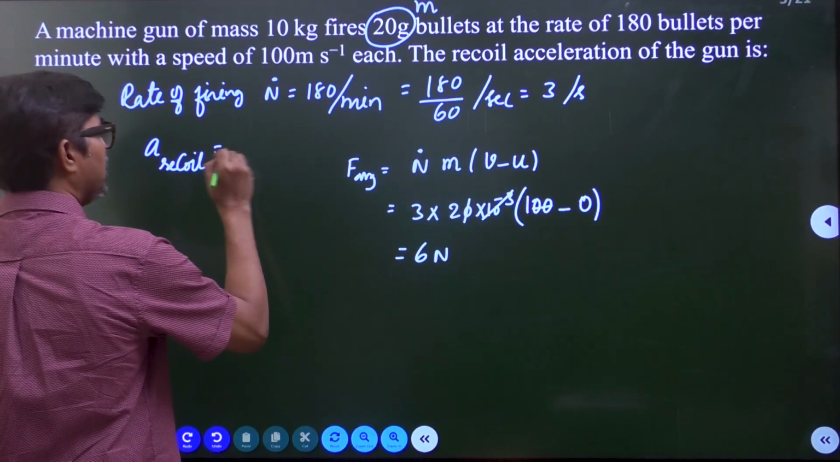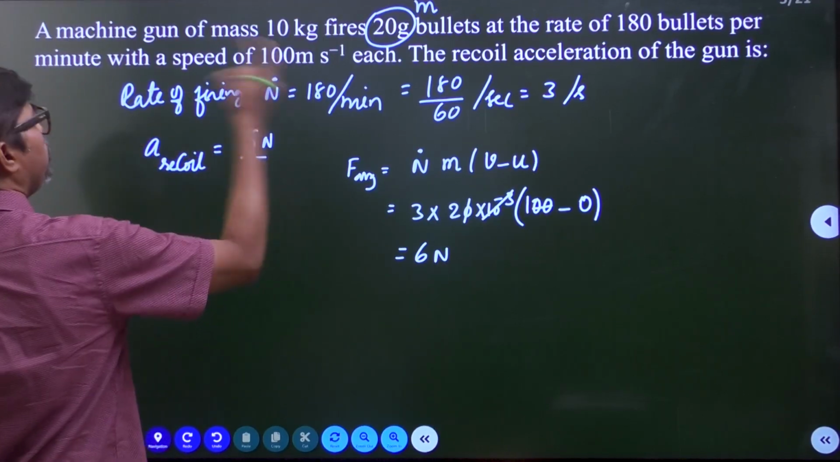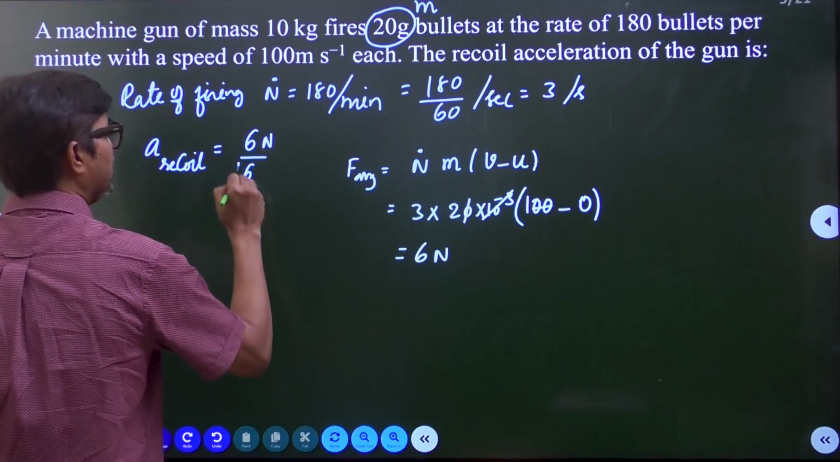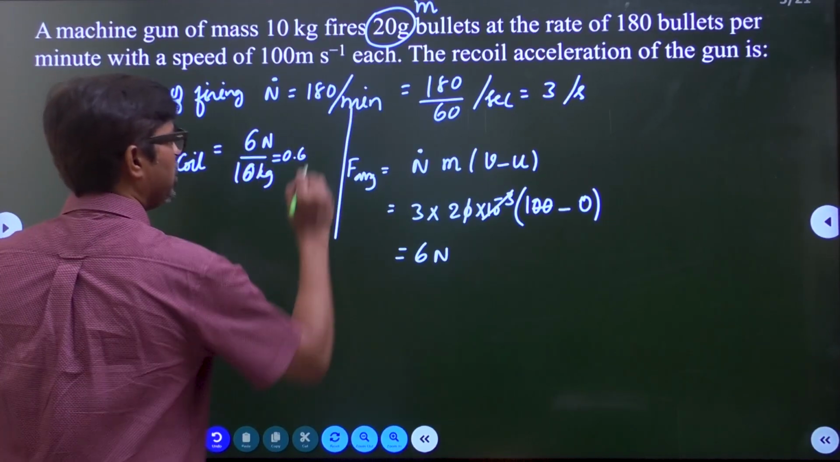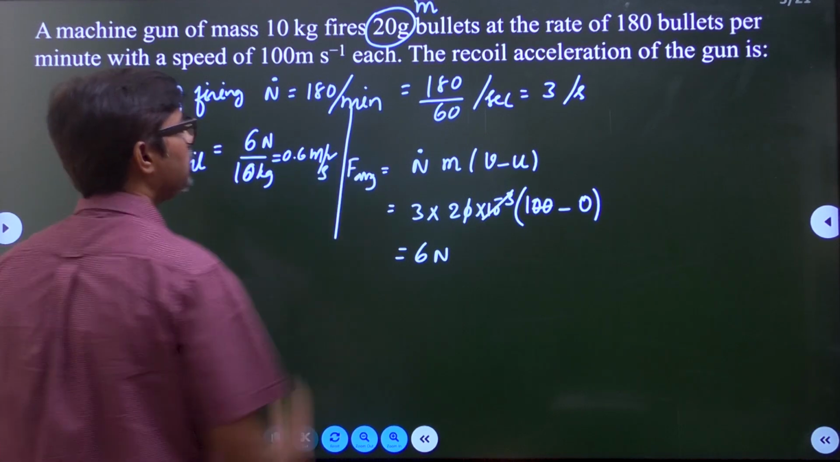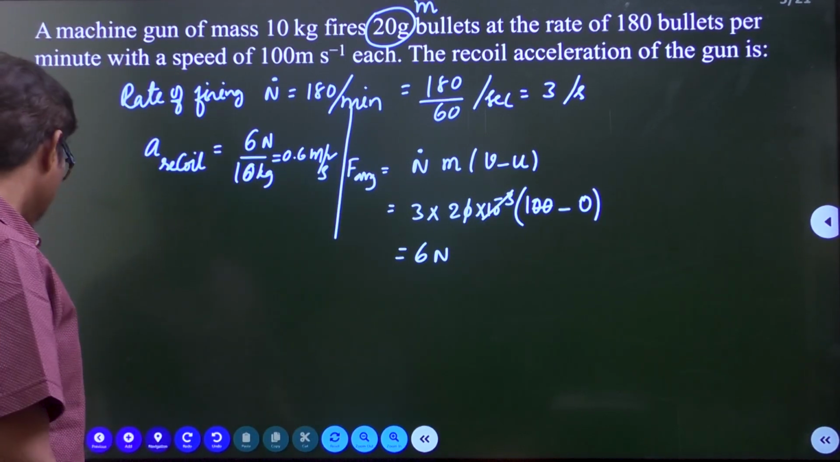So the recoil acceleration is equal to the same amount of force, 6 Newton in the opposite direction, divided by the mass of the gun, which is 10 kg. So that is going to be 0.6 meter per second squared. Recoil acceleration is 0.6 meter per second squared. That's the answer for us.